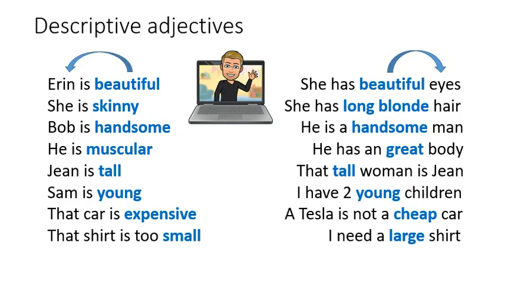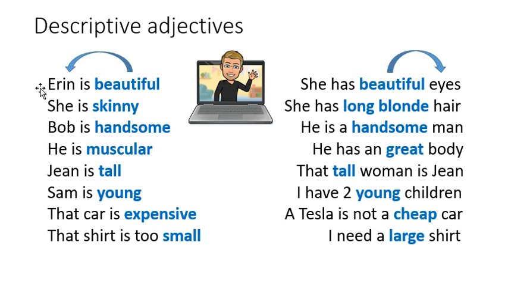eslquebec.ca. For another lesson, this time we're going to talk about descriptive adjectives. So, we're going to start this lesson by giving you a definition of what is a descriptive adjective. A descriptive adjective basically gives a description of a person, a thing, or a place. So let's look at some of the examples that we have here.